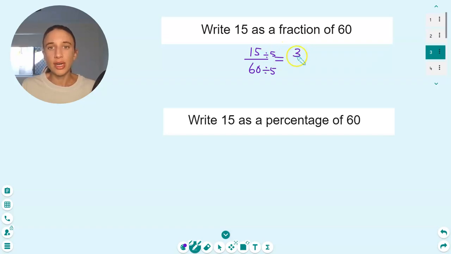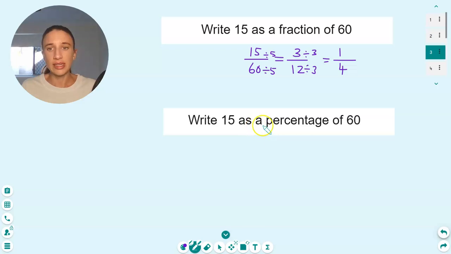5 times 3 is 15. 5 times 12 is 60. And I can notice again that this numerator is actually a factor of both the numerator and denominator. So I can divide top and bottom again by 3. So always check whether that numerator goes into the denominator. It's quite sneaky. So 3 divided by 3 is 1. 12 divided by 3 is 4. So that is that as a fraction in simplest form.